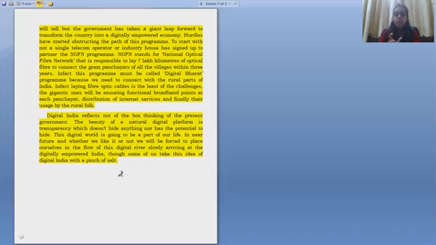As a general topic of Digital India, this is the conclusion. Digital India reflects out-of-the-box thinking of the present government. The beauty of a digital platform is transparency, which does not hide anything, nor has the potential to hide. This digital world is going to be a part of our life in the near future, and whether we like it or not, we will be forced to place ourselves in the flow of this digital river, slowly arriving at a digitally empowered India. Though some of us take this idea of Digital India with a pinch of salt.